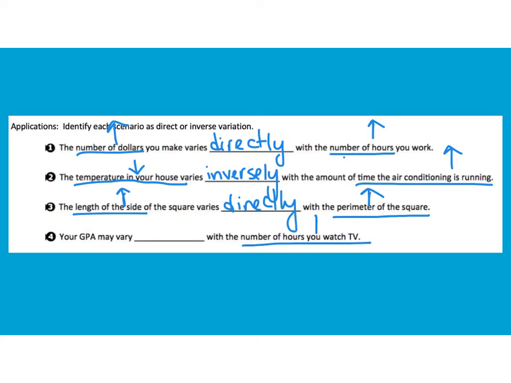As the number of hours of TV you watch goes up, I think that your GPA might go down. You might argue that. I suppose you could be watching very educational TV, but if you're spending all your waking hours watching TV, there's a good chance you're not getting schoolwork done, so we think it may go down.